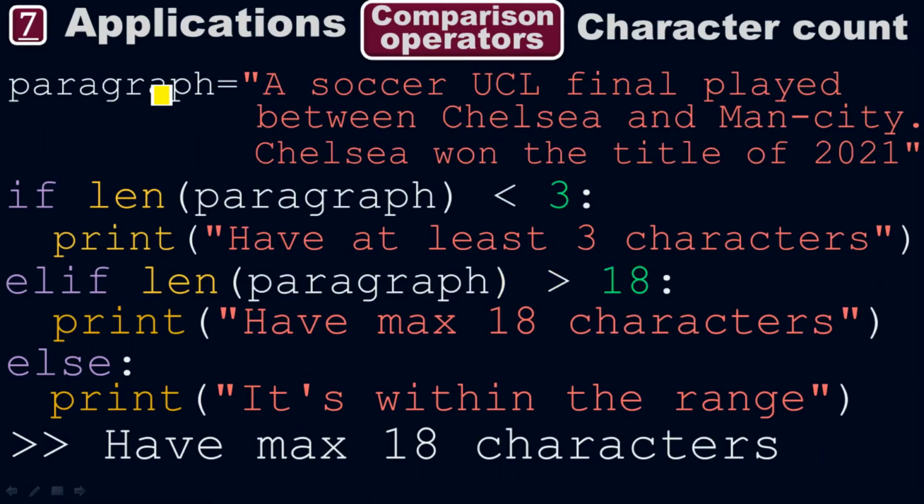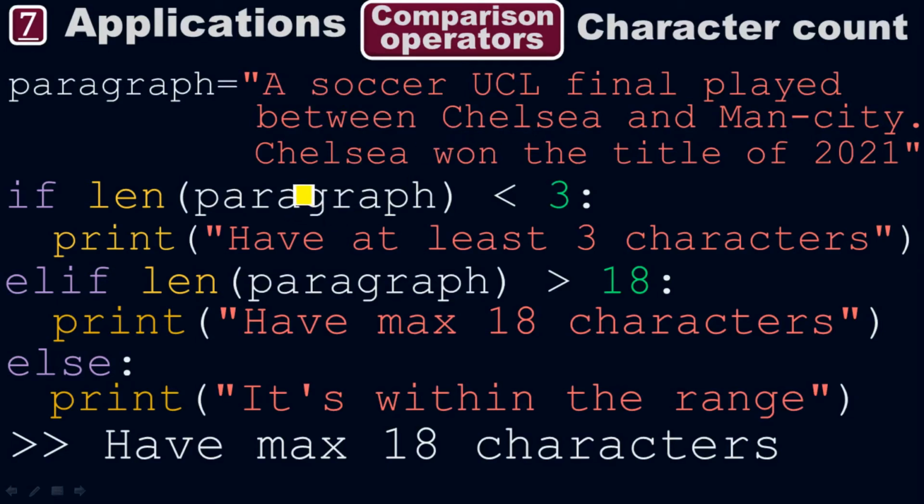Paragraph equals to a soccer UCL final played between Chelsea and Manchester United. Chelsea won the title of 2021. Now, the program will check the first condition, which is the if. In if, the first condition says that if the length of the paragraph is less than 3 characters, then print have at least 3 characters. But it is not true. It is not satisfied because the number of characters is more than 3. There are many characters, not less than 3, more than 3. Therefore, the first choice is not satisfied.